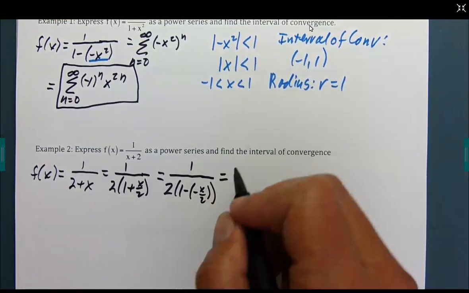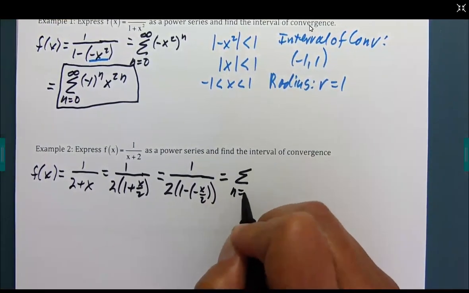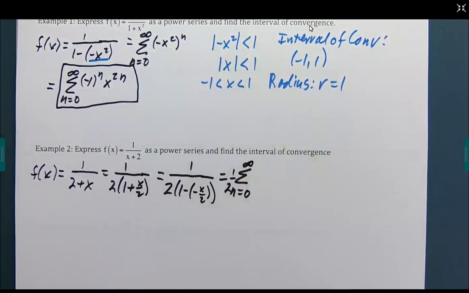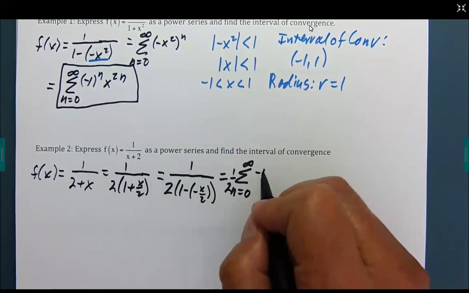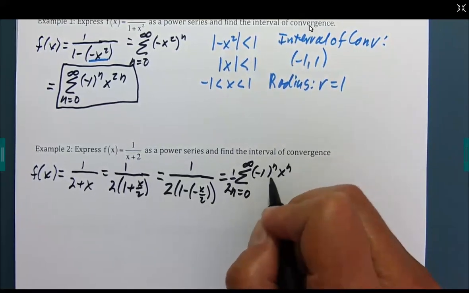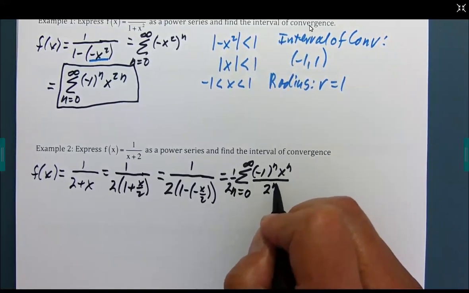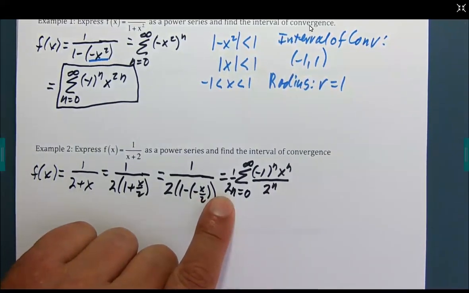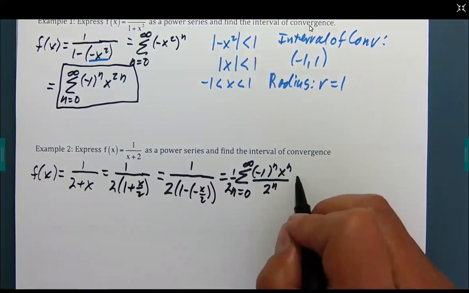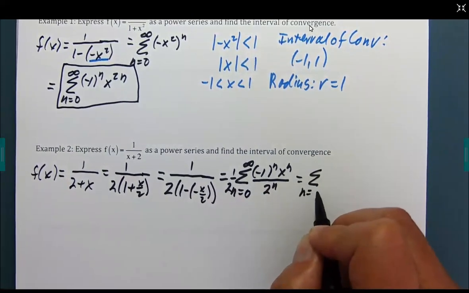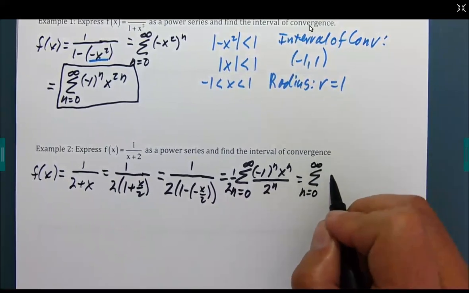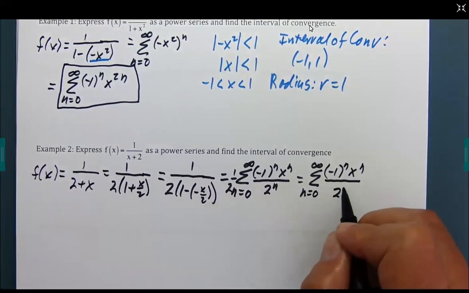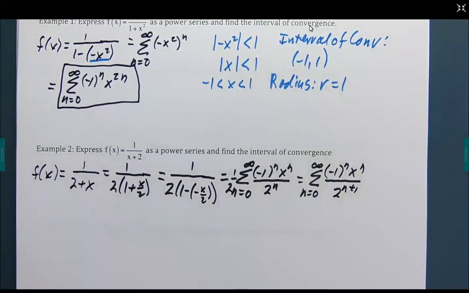So using our power series rule, I'm going to get a 1/2. There's my 1/2 from the outside. And this is going to give me its negative, so it's a -1 to the n, x to the n over 2 to the n. I'm going to further fix this up by multiplying that 2 times 2 to the n to get 2 to the n plus 1. And here is our power series representation.